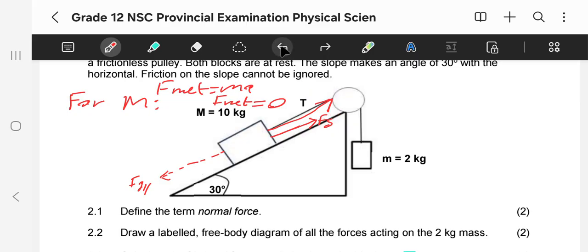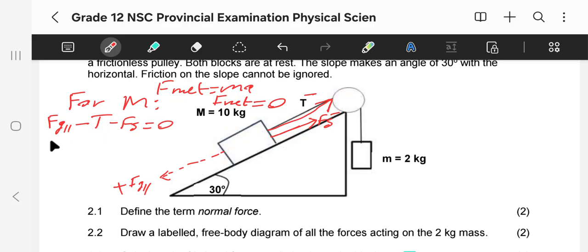Let's do it vice versa by actually saying, because the object is trying to be pulled down, downwards will be positive and upwards will be negative. I think we can also do that, but even if you do it vice versa, it's okay. So now we will say that our forces are Fg parallel minus T minus Fs is equal to 0, right? And then we'll expand here.